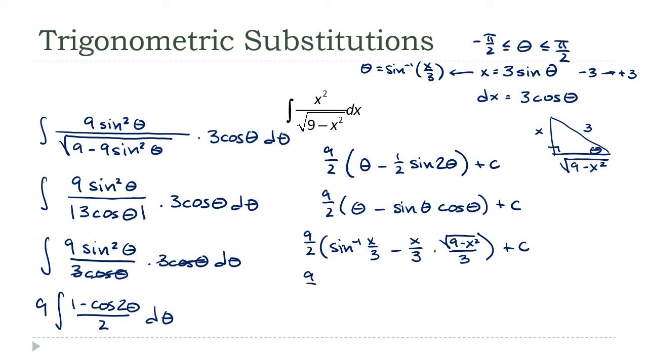This is 9/2 inverse sine of x over 3 minus, now look, 3 times 3 is 9. That's going to cancel that 9 up at the top. So this is x times the square root of 9 minus x squared, over 2, plus a constant. Right? And that's it. That's our antiderivative for this function. That's our integral for this function.